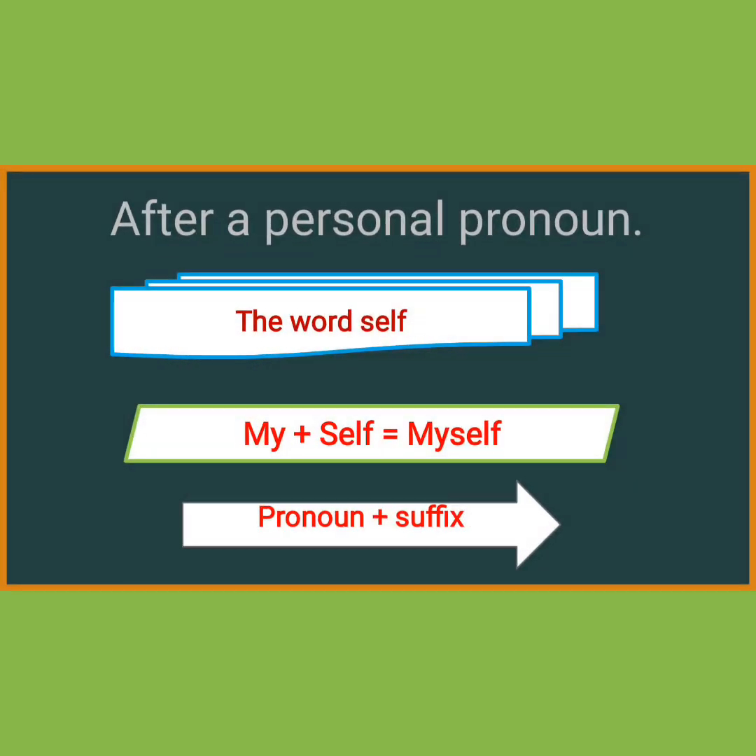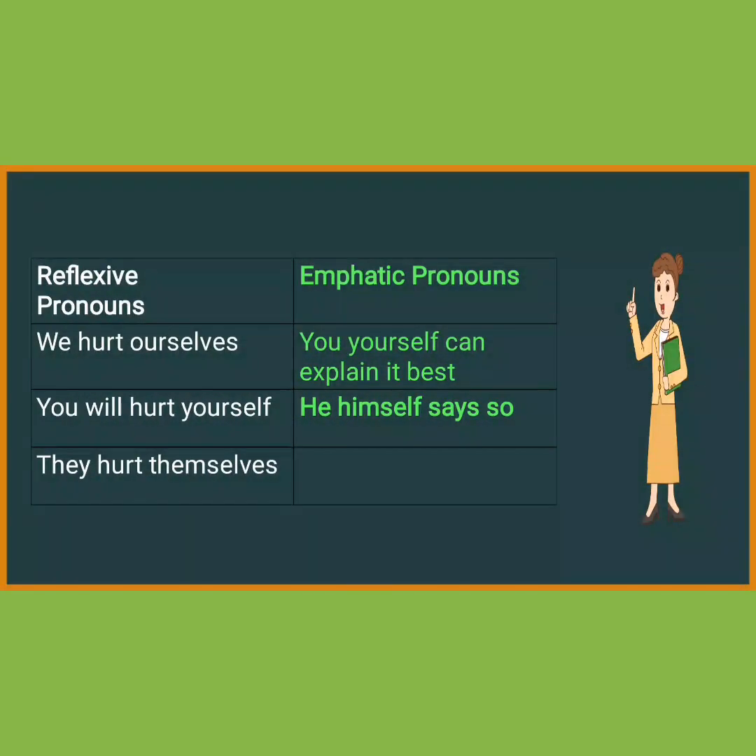Now, after a personal pronoun, you add the word self in the case of both. If you see here, yourself, himself, yourself, themselves, in both the cases the words are same. In emphatic pronoun and in a reflexive pronoun, words are same. Ourself is a reflexive pronoun, can also be an emphatic pronoun. Look at the second sentence of reflexive pronoun. You will hurt yourself. What is the pronoun? Yourself. And look at the first sentence of the emphatic pronoun. You yourself. In both places the pronoun is same.